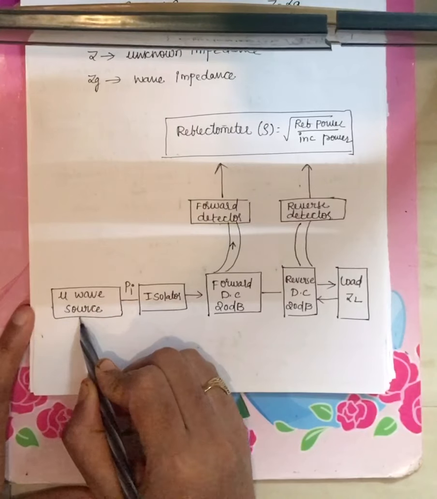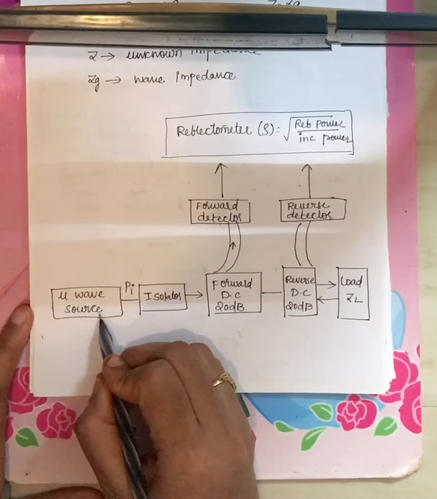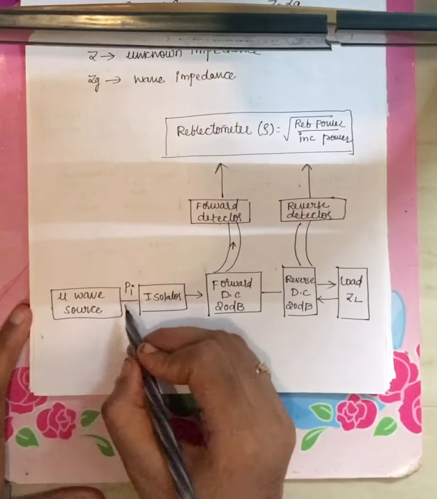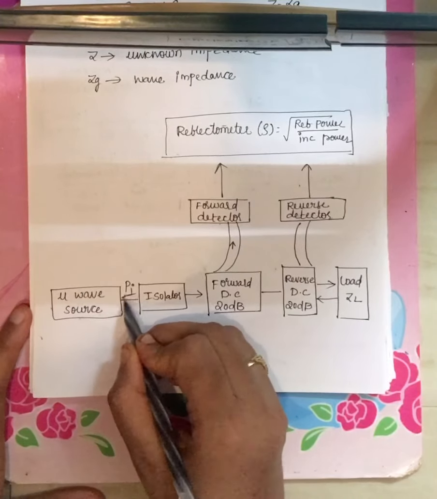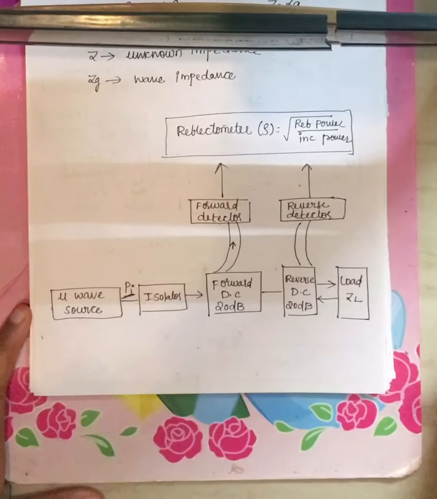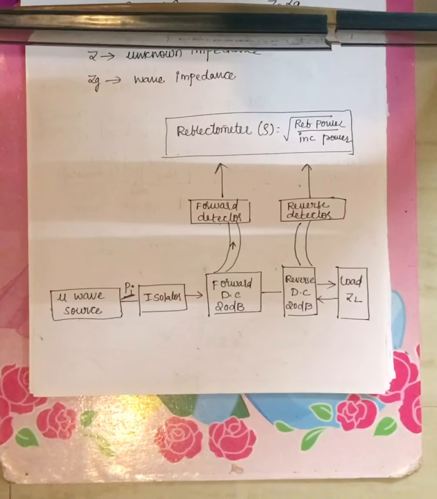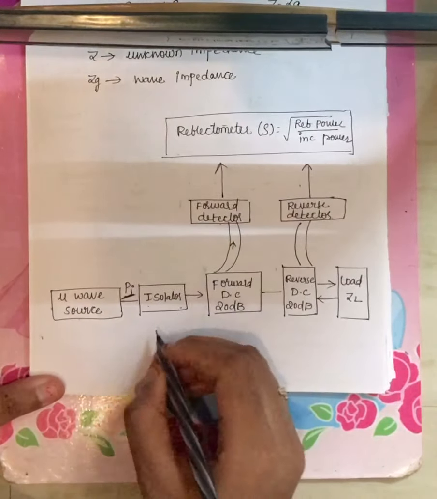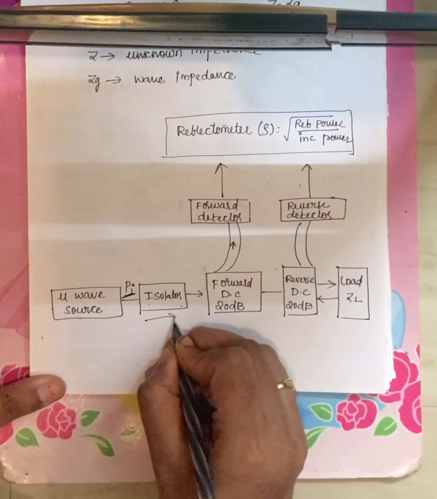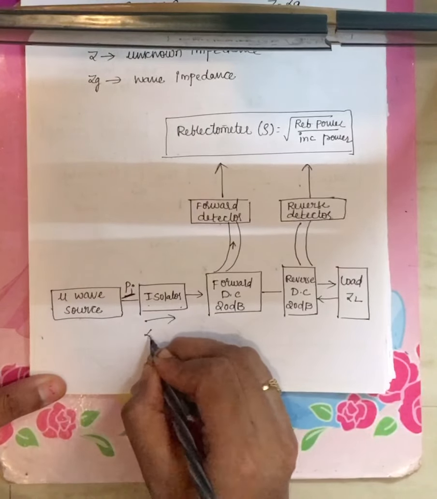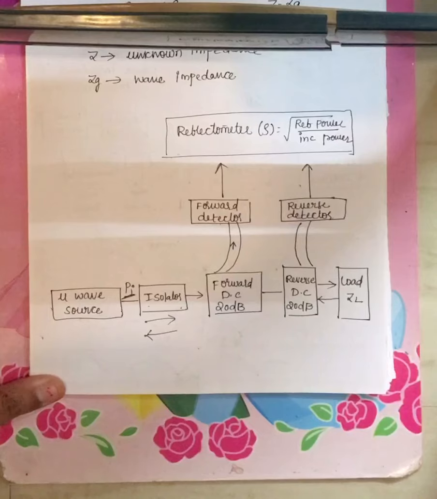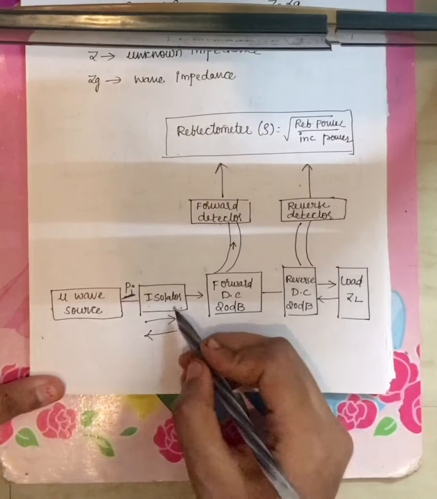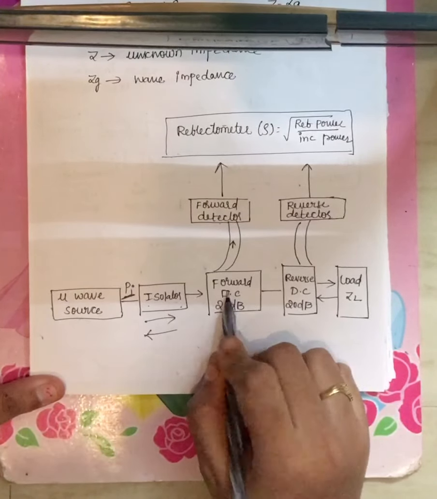Now the microwave source, right? The microwave source will generate a signal. That signal's power is represented by PA. PA is nothing but your incident power, right? Now this is given to the isolator. What the isolator will do is it will allow the signal in the forward direction and block the signal in the reverse direction, right? Now this is given to the forward directional coupler, right?